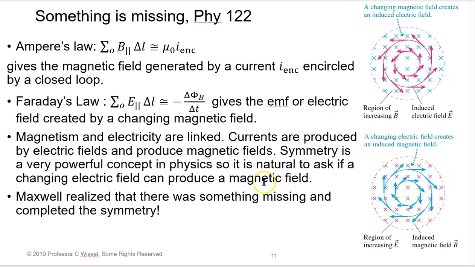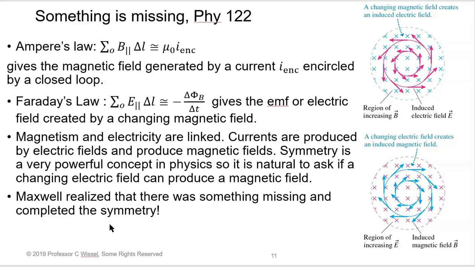For 122, which is algebra-based, Ampere's law states that the sum of B parallel delta L is approximately equal to mu naught I enclosed. This gives a magnetic field generated by a current I encircled by a closed loop. Faraday's law says that the sum of E parallel delta L is approximately equal to minus the time rate of change of the magnetic flux. This gives the EMF for the electric field created by a changing magnetic field. But we know from experiment that magnetism and electricity are linked. Currents are produced by electric fields and produce magnetic fields, and symmetry is an extremely powerful concept in physics.